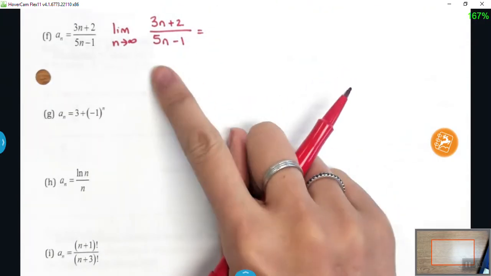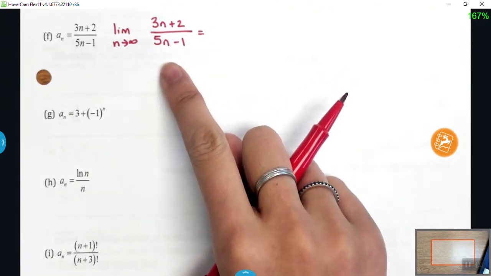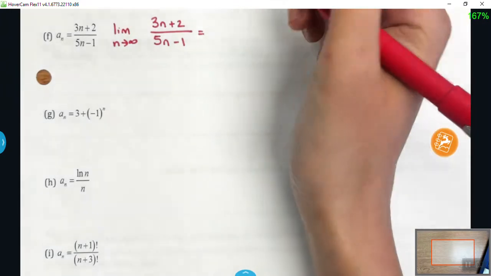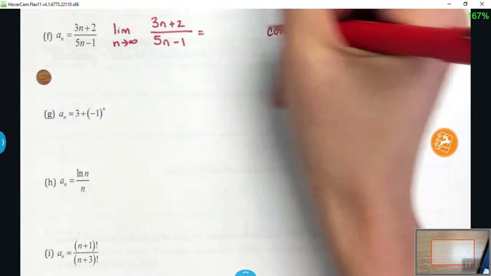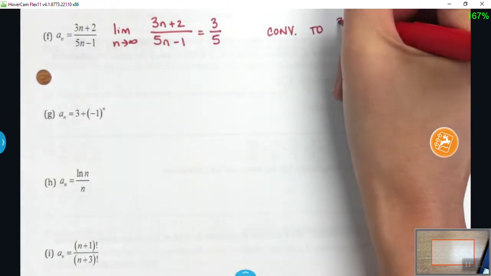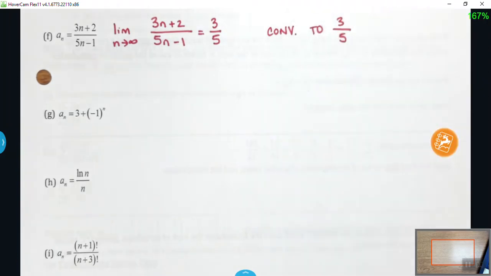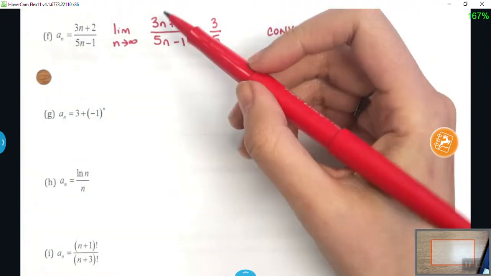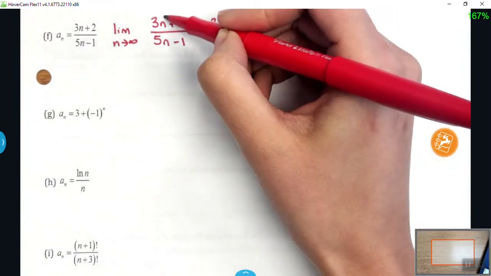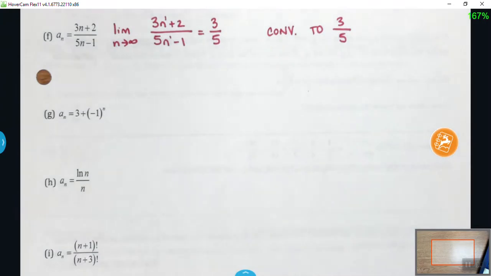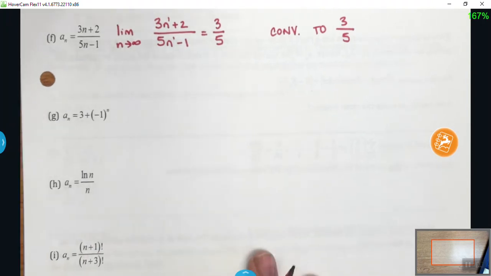So, guys, for F, what did you get? Converges to 3 over 5. Converges to 3/5, right? Because the limit is, you can either do L'Hopital's, but the easier thing is to do the degree of the top equals the degree of the bottom, so leading coefficient over leading coefficient. Because if you're going to do L'Hopital's, you have to do that whole little proof.